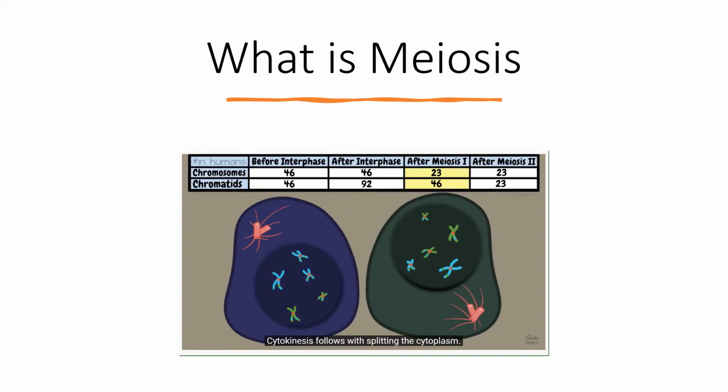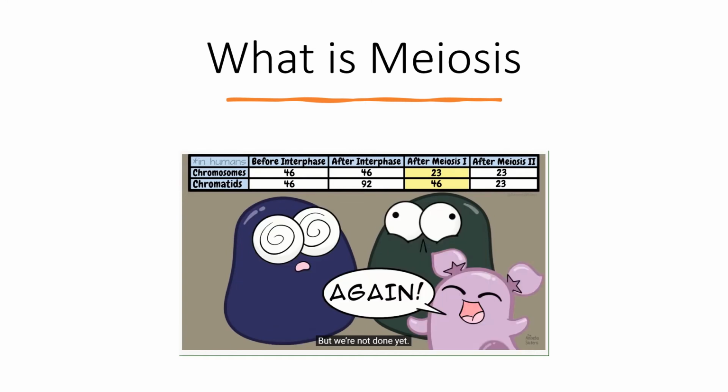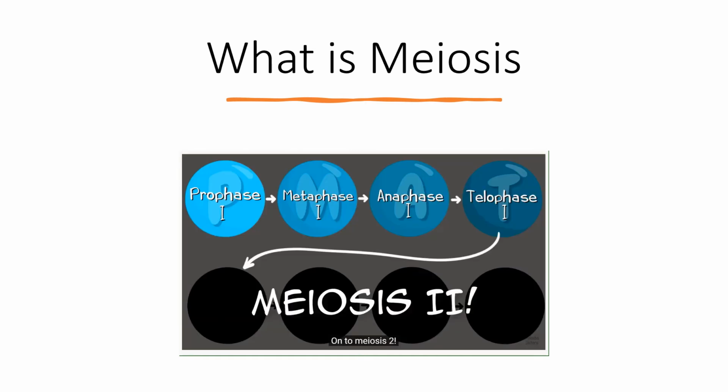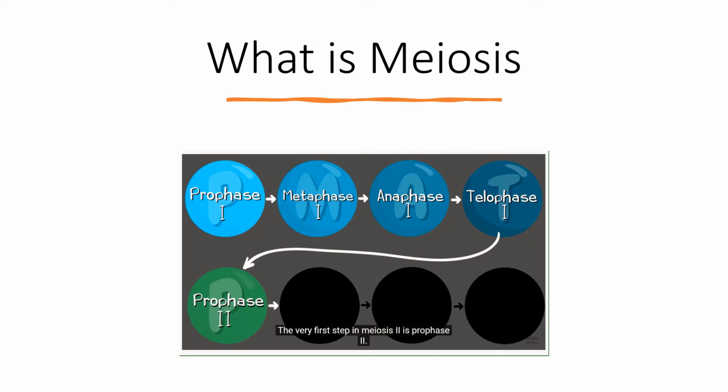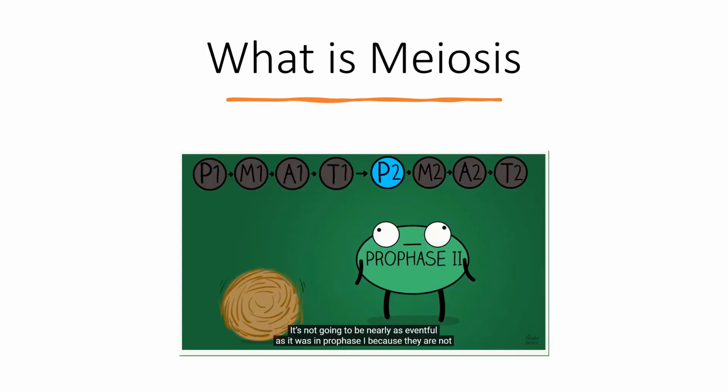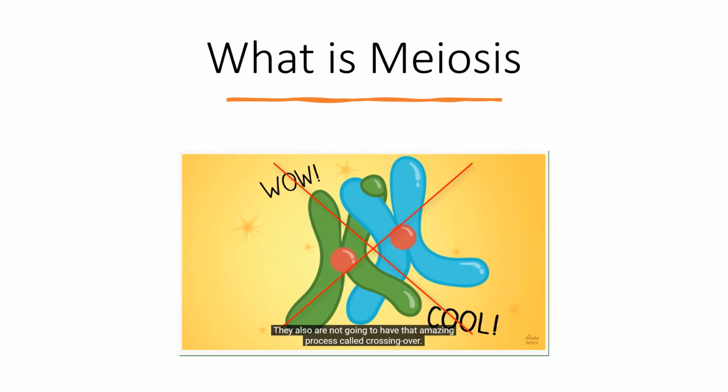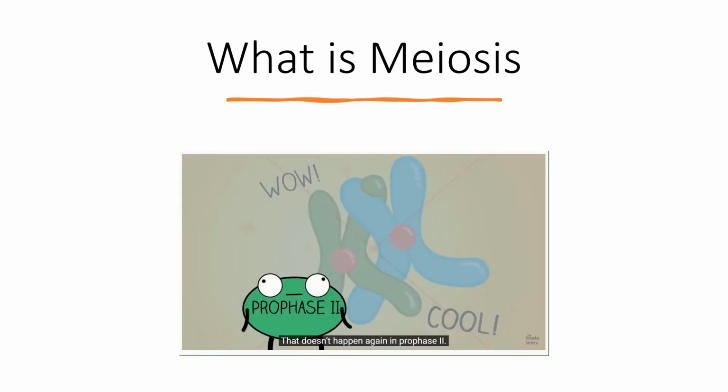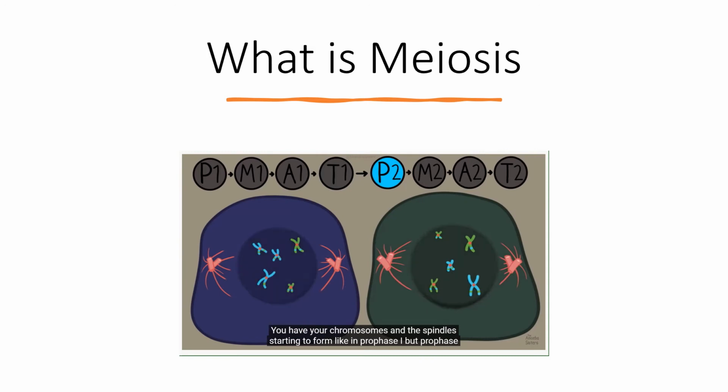Cytokinesis follows with splitting the cytoplasm. But we're not done yet. On to meiosis 2. The very first step in meiosis 2 is prophase 2. It's not going to be nearly as eventful as it was in prophase 1 though, because they're not going to have homologous pairs of chromosomes. They also are not going to have this amazing process called crossing over that doesn't happen again in prophase 2. You have your chromosomes, and the spindles are starting to form like they did in prophase 1, but prophase 2 is just not as eventful without that process of crossing over.